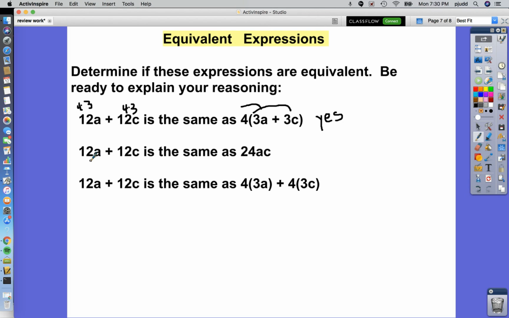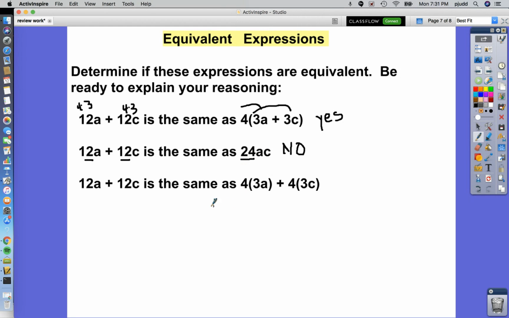Now I'm looking at the next one. 12a plus 12c is the same as 24 times a times c. Well, I'm looking at the coefficients. 12 plus 12 is 24, that's true, but the variables are not the same. These are not like terms. I cannot add the coefficients together and then multiply the two variables together. So no, this is not the same thing. These are not like terms. I cannot combine them to get 24.